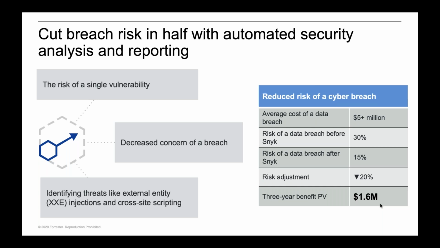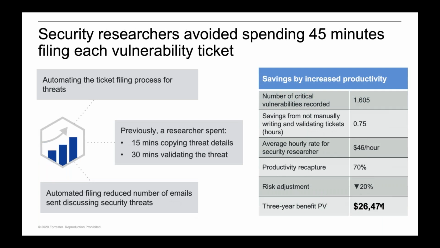We apply a 20% risk adjustment to make the analysis conservative. This results in a $1.6 million value over 3 years. And just as a note, the slides here share the highlights from the study, but the full calculation tables can be found in the study itself.